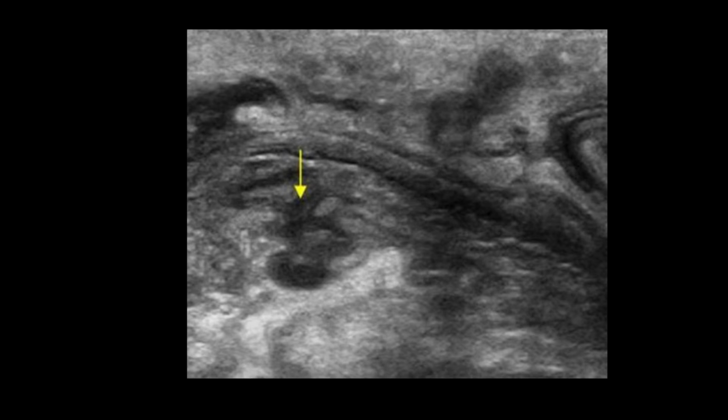In perforation, you may see a clear defect in the bright submucosal layer. Once this echogenic ring is broken, infected contents leak out into the surrounding space. This confirms rupture and represents a surgical emergency.